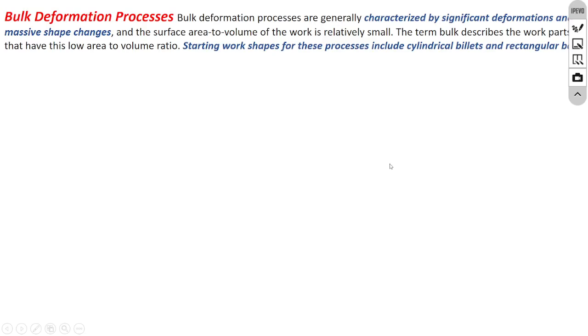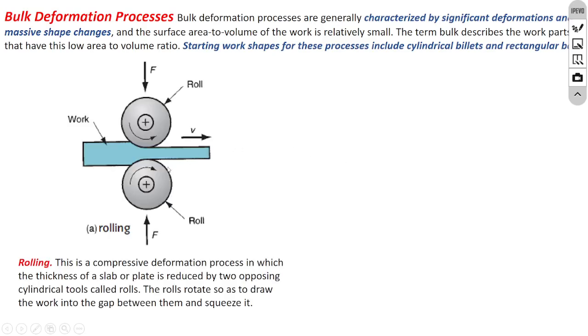Well, one of the bulk deformation processes is rolling. In the rolling process, we have a rolling machine. Of course, we have the rollers here. It is a machine, it has a motor, it has a driving mechanism, it has an amplifier, and at the end, at the actuator part, what we have is cylinders. Decreasing the distance between the cylinders can increase the force.